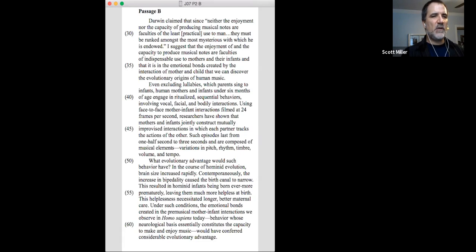So like this first sentence, producing musical notes. Okay, Darwin is saying something about producing musical notes. And then move on. You've got to be willing to move on. Like, okay, this is pretty complicated. I'm not really sure what's going on here. Let me move on.